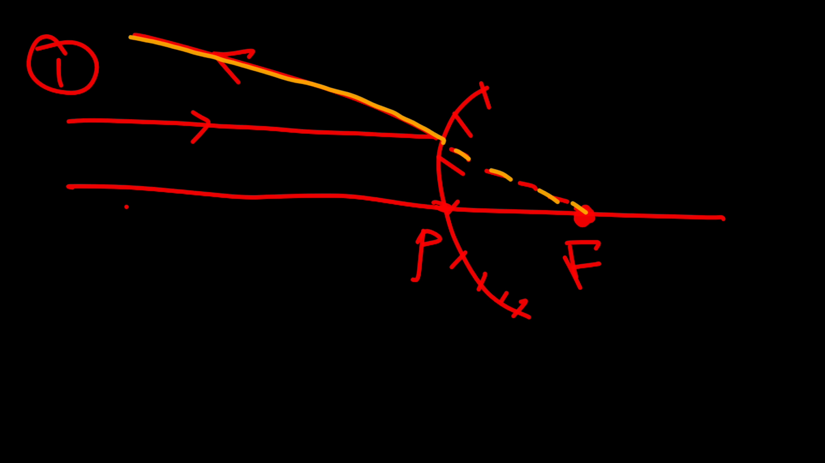So this is rule number one. When a light ray passes parallel to the principal axis, after reflection it diverges and appears to come from the focus. Appears to come from the focus. This is rule number one. Next, rule number two.